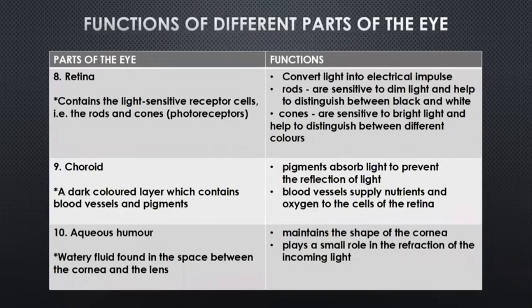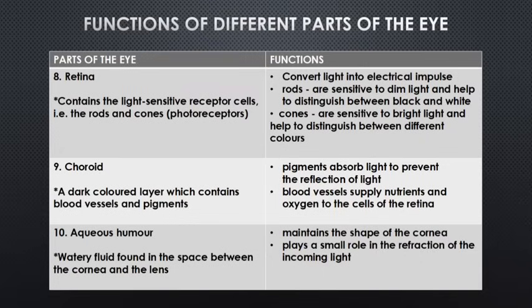Okay, now let us look at the retina. Remember, the retina is the innermost layer, or the internal layer. This layer contains light-sensitive receptor cells, which we call photoreceptors. These photoreceptors are what we call the rods and the cones. So the retina converts the light into electrical impulses.